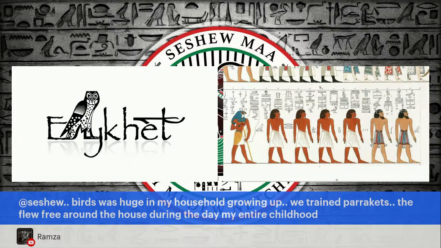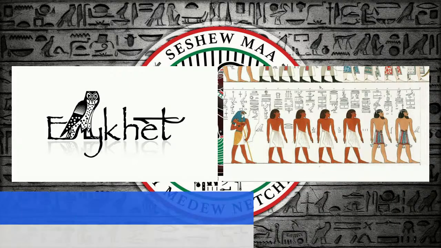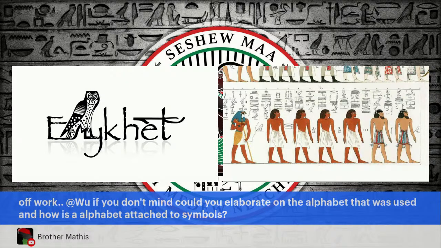That's definitely a bit different. You had birds flying around where everybody else had like pet cats and stuff. You had like a flock of birds. Okay. Okay, off work.